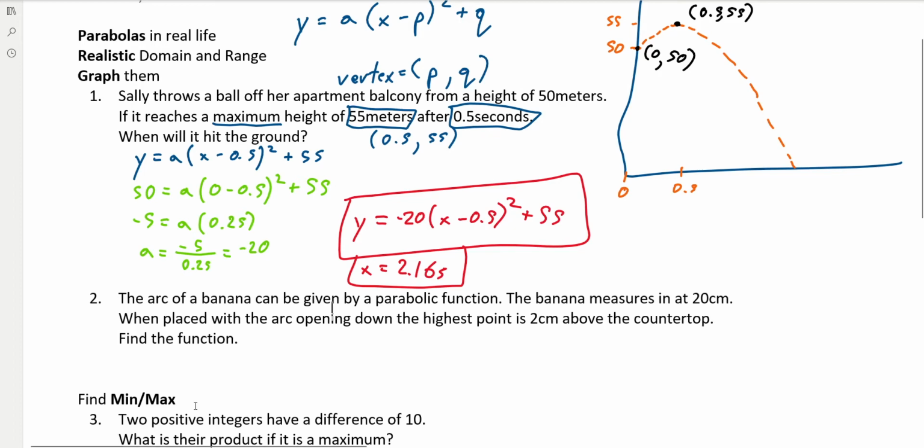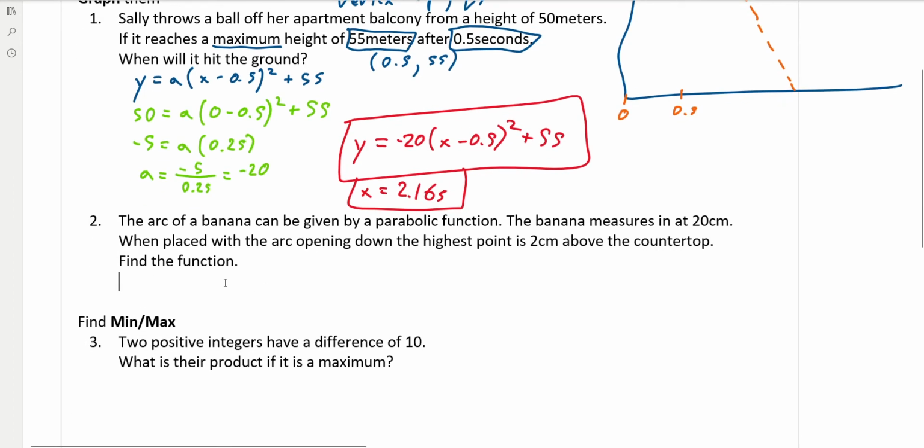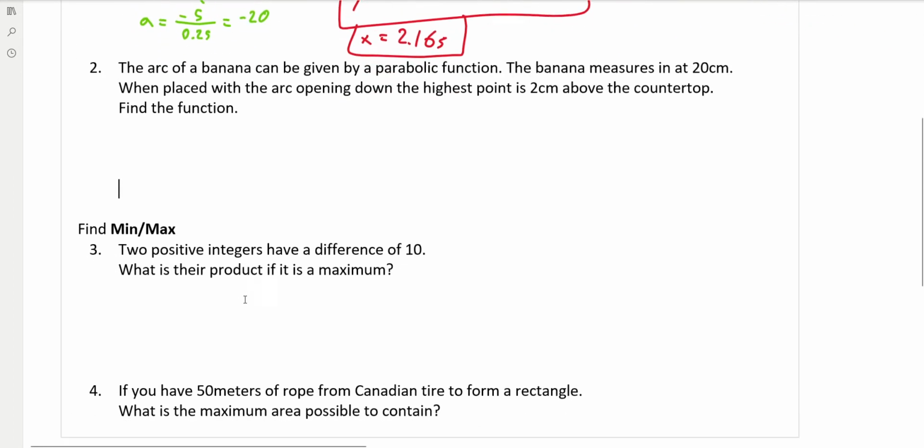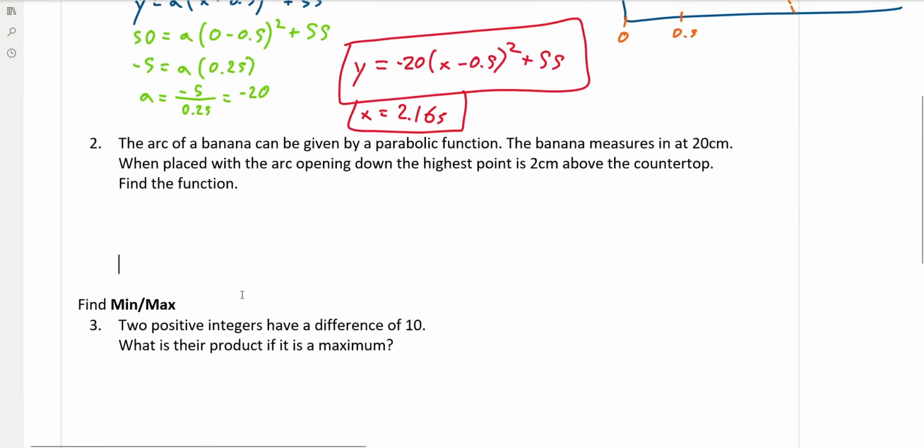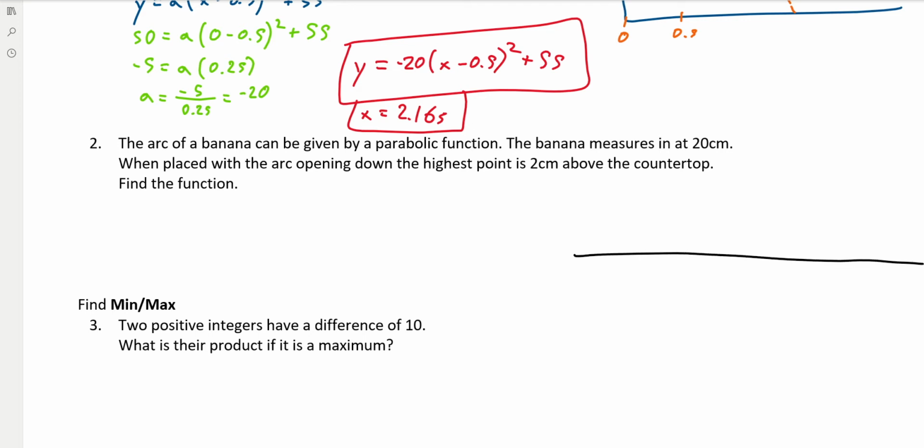We have the arc of a banana can be given by a parabolic function. The banana measures 20 centimeters on top. Let's maybe draw this out. So we have a countertop with the arc facing down. So this is our banana, right? You can imagine that we have a banana. Look how beautiful my banana is.